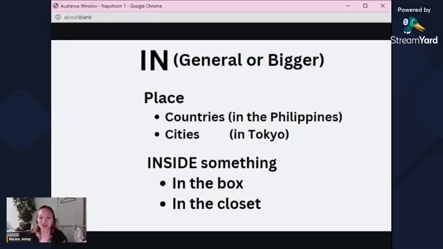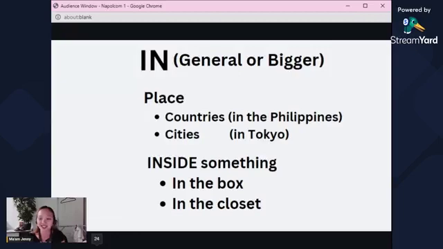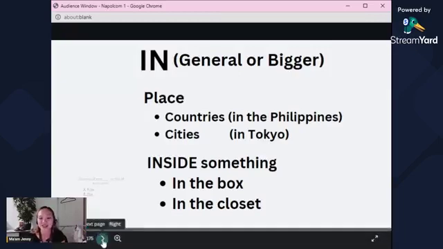So far, yung na-mention ko, yun naman yung importante. Okay. Oh, in the hotel. O, nasa loob ng hotel. Inside. In the box. In the closet.